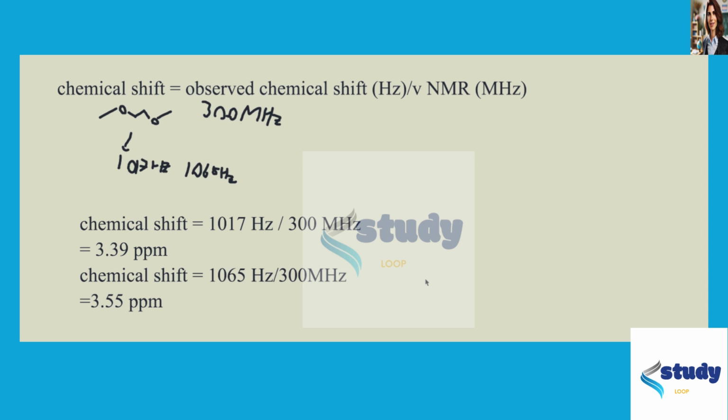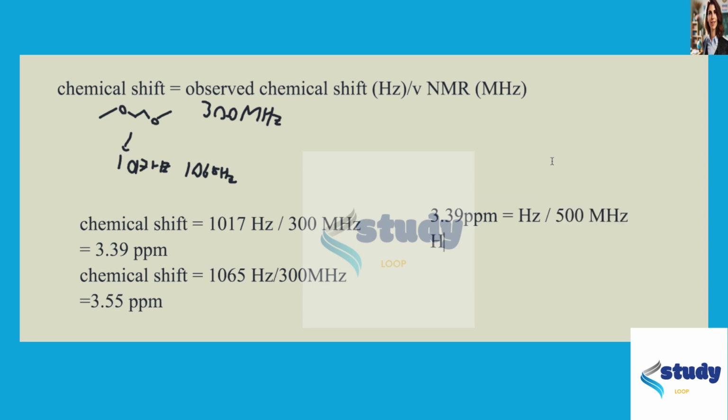So for B, now we're trying to find, B asks us what happens if we use a 500 megahertz magnet. So we know that for A, the 1017 signal in A, this part here, we had a chemical shift value of 3.39 parts per million. So what's our new observed chemical shift if we use a 500 megahertz magnet?